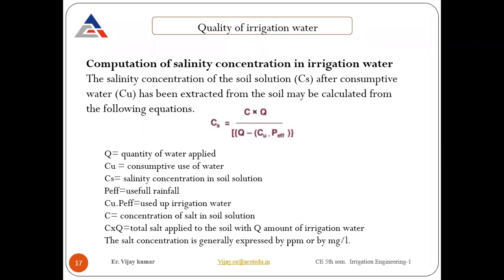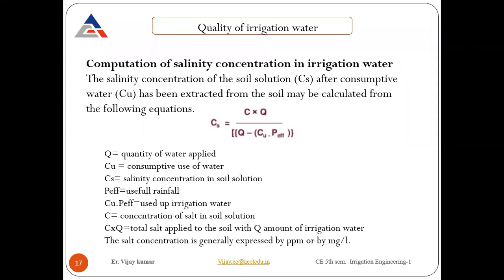The next point that we need to understand here is the computation of salinity concentration in irrigation water. How do we find out this value, and why is it so important to find it out? This mathematical fundamental is always required to get the exact value of the amount of salinity you are allowing in the water that can be supplied to the field in the form of irrigation for the crop. So here we need to find the salinity concentration of the soil solution once the irrigation water is being supplied into the soil.